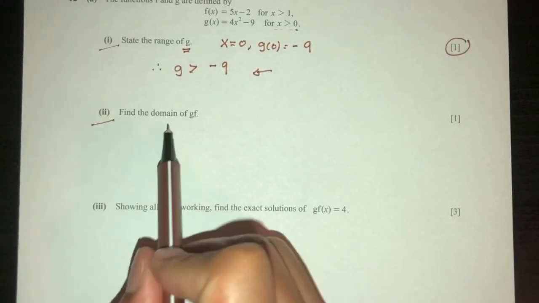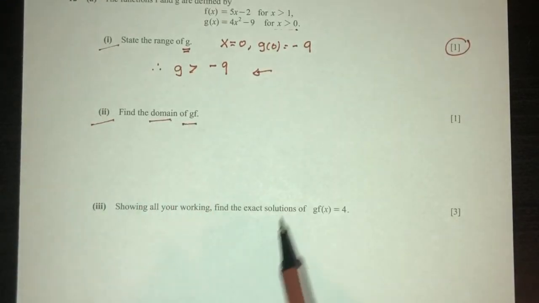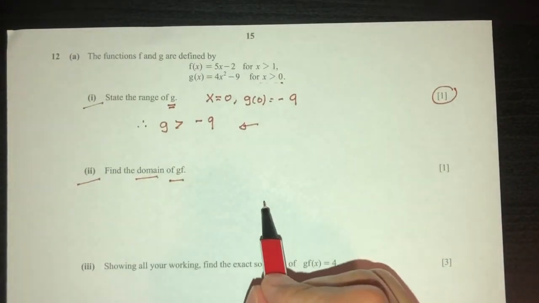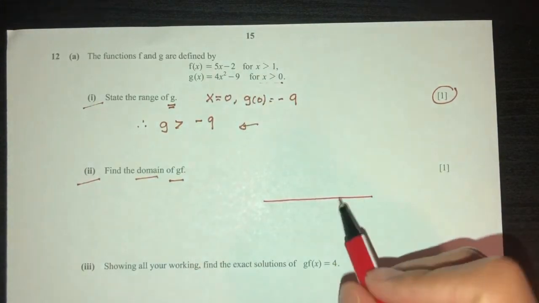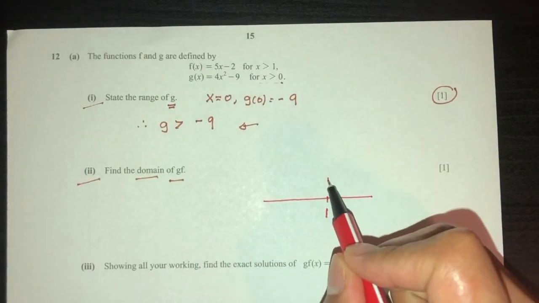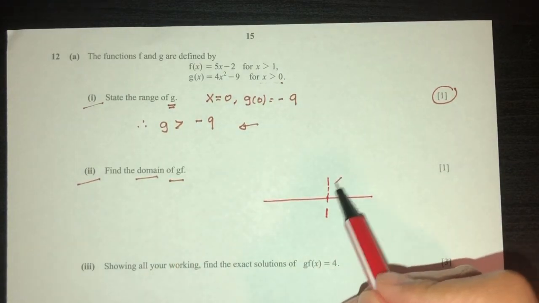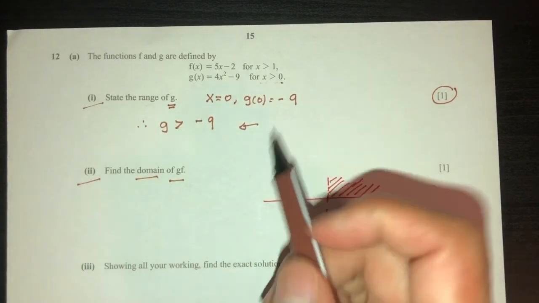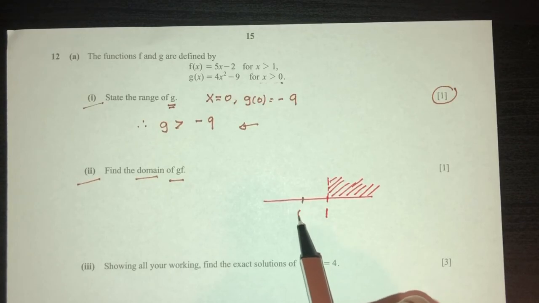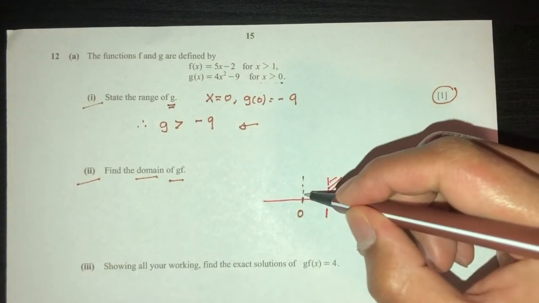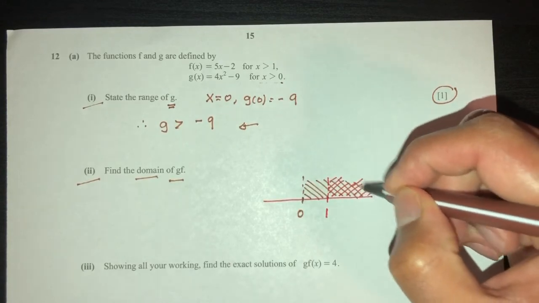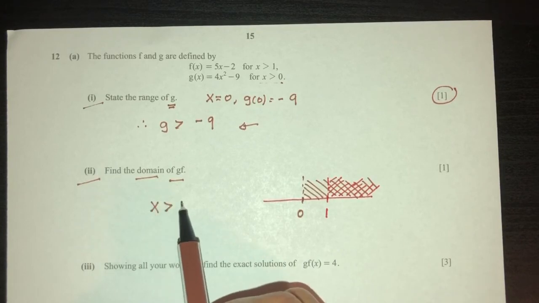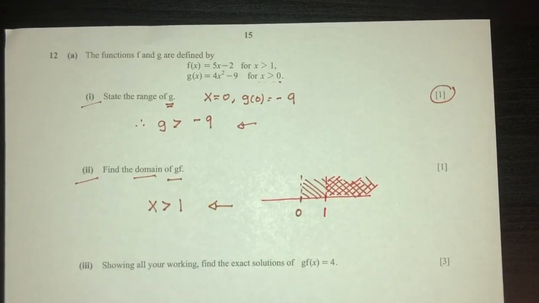Now for part 2, find the domain of g of f. Now, to find this, we have to look at both of their domains separately. So for the first one, let's look at f. F is more than 1. Let's say this is 1. Now we look at g. G is more than 0. 0 will be before 1. So these two meet only here, which means that the domain has to be more than 1. That will be part 2.